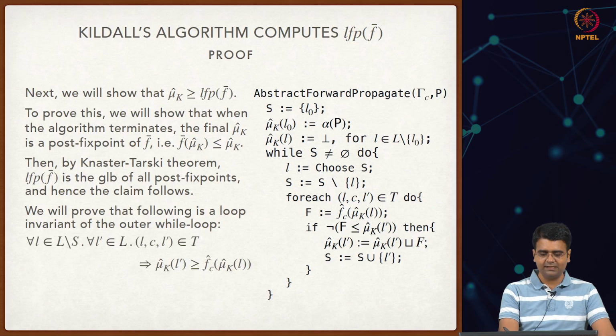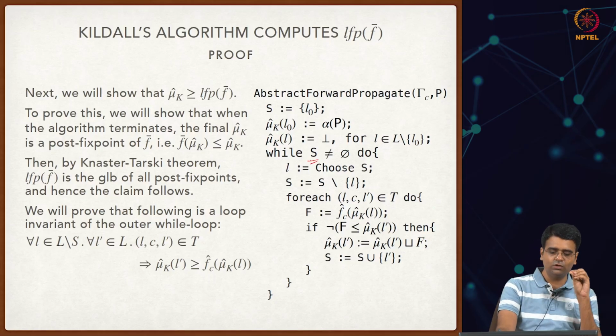This loop invariant says that if you consider every location present in L minus S, where L is the set of all locations in the program and S is the set maintained by the algorithm, so we are considering locations that are not present in S, then essentially what we are saying is that the abstract value at those locations has been propagated to its successors.